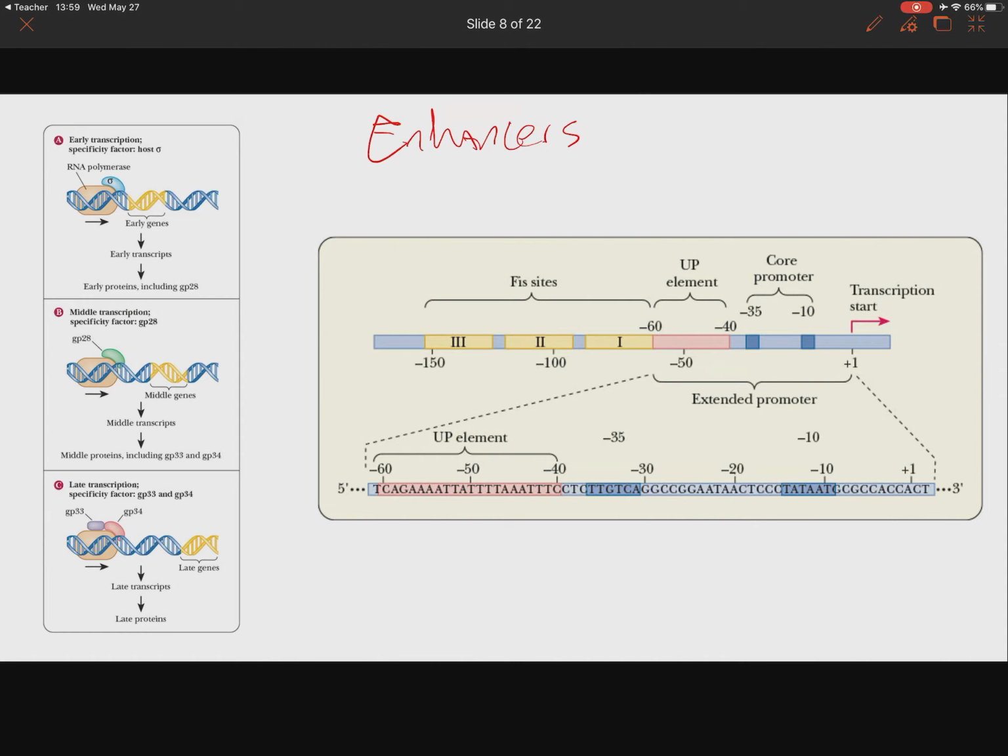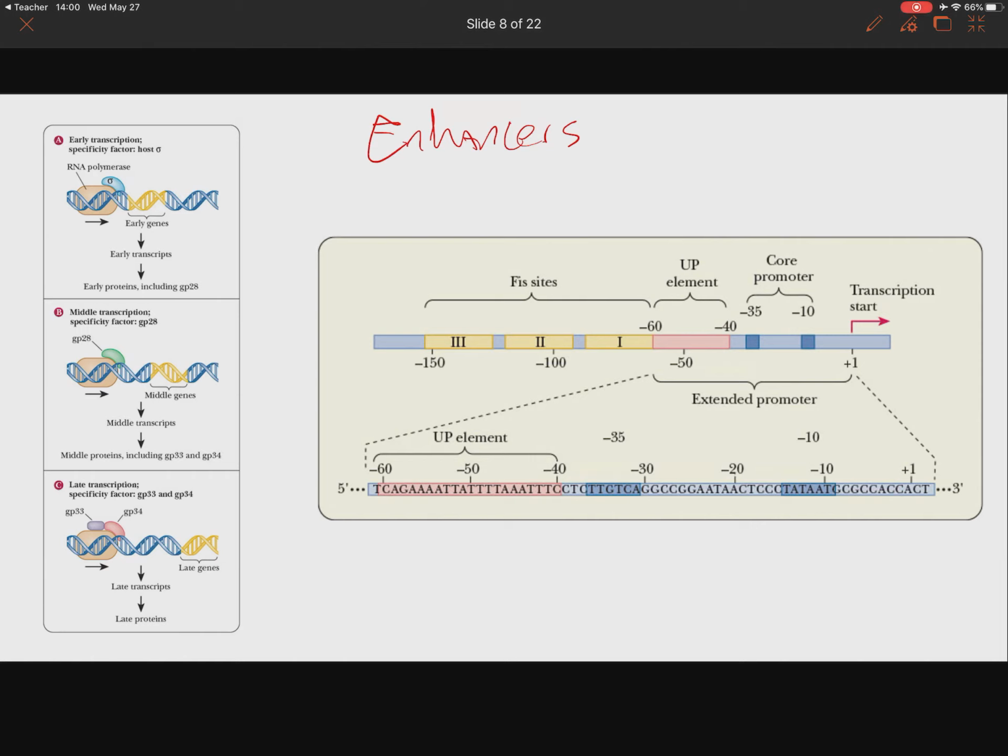Okay, so, for example, certain E. coli genes include sequences upstream of the extended promoter region. Here I'm showing you an extended promoter region, which includes not just our -10 and -35 regions, but all the way up to something called an up element, which extends up to the -60 upstream, and then into this FIS site. Now, these FIS sites are binding sites for a protein called FIS. In E. coli, there are genes for ribosomal RNA production that have three upstream sites called FIS sites, and these are the binding sites for the protein called FIS.